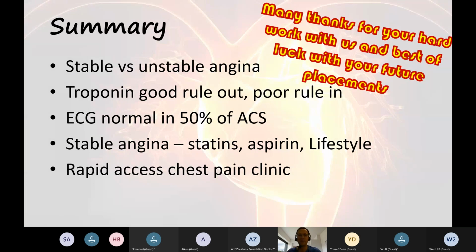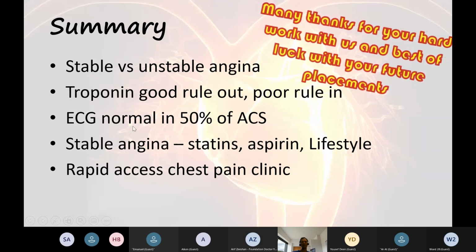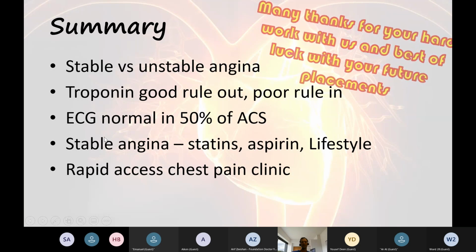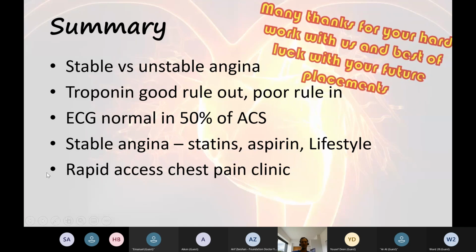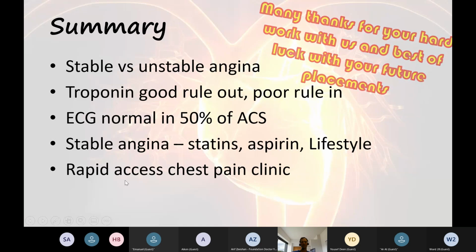So in summary, just make sure you know the difference between stable and unstable angina, and remember that troponin is a good rule out test, but it's not a very good rule in. There are lots of type 2 myocardial infarctions and other causes of troponin release. ECG is normal in 50% of acute coronary syndrome, so don't let that rule out acute coronary syndrome in your mind. That's only helpful really if it's positive. And stable angina, get the prognostic things in. And if you're not sure what you're doing, rapid access chest pain clinic is a really excellent way of getting your patients seen, but they're not really there for your stable, long-standing anginas. They're there for unstable chest pain.